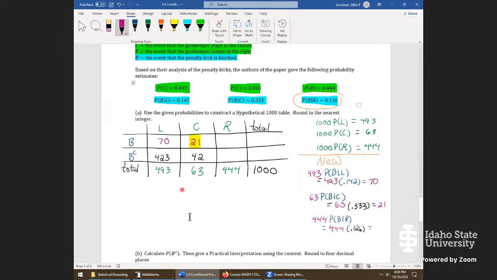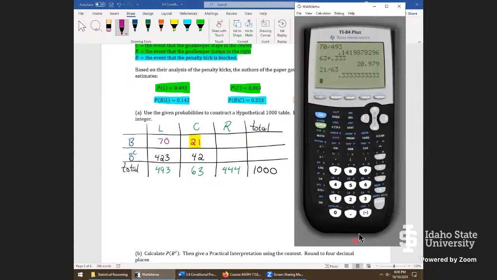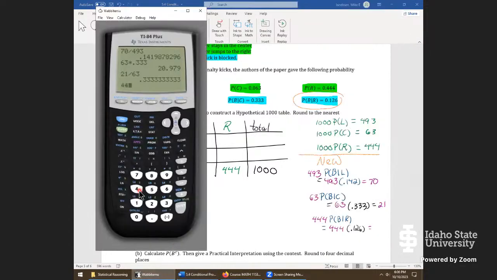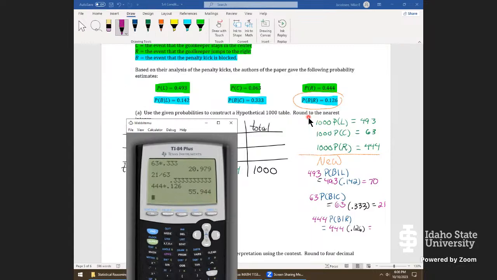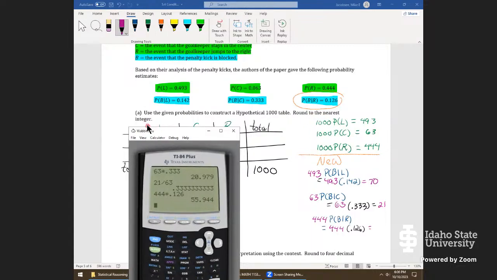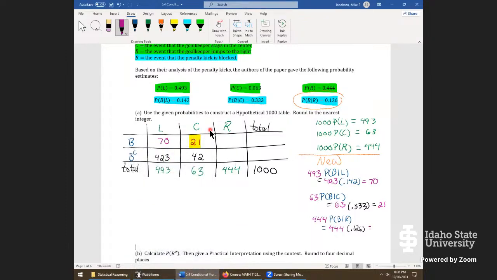We'll round this to the nearest integer and let's see what we get on this one. So 444 times 0.126 gives us this as a count. We don't want to put in 55.944. Here's where this comes into play. Round to the nearest integer means we'll round up to a 56 on this one. So right here, we'll put in 56.